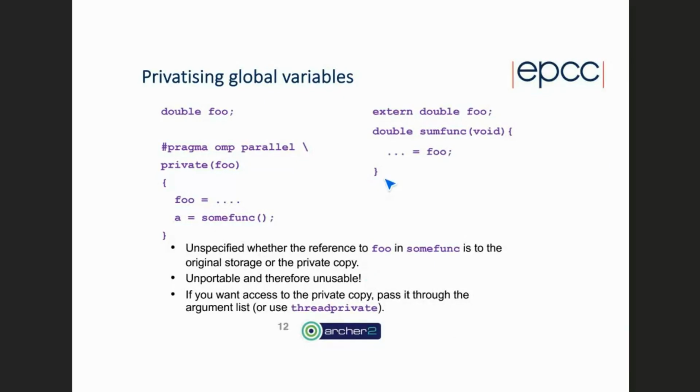So if you really want the private copy, you would need to pass a pointer to it through the argument list, or you could use threadprivate. So there's this threadprivate mechanism for making private copies of global variables.